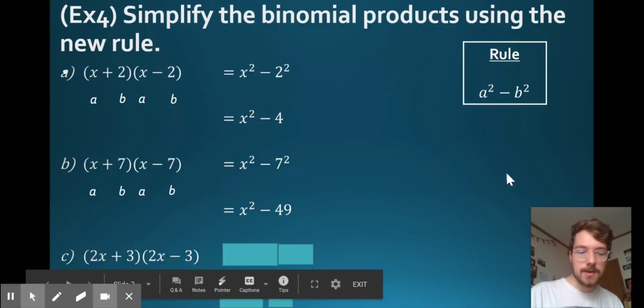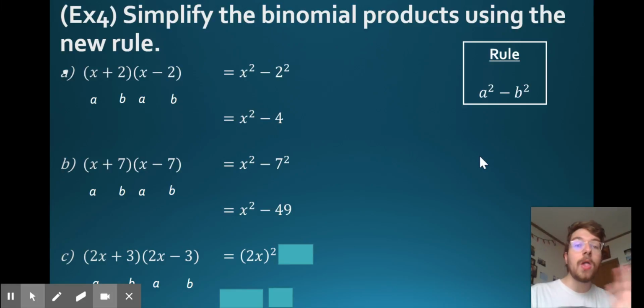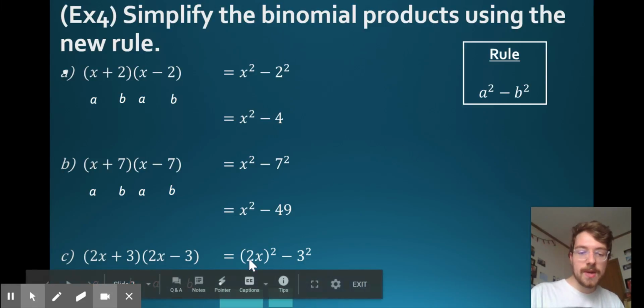So again, if that ever goes away, my 2x is going to be my a term, and my 3 is going to be my b term, but the same rules still apply. So first off, I've got to square my a term, so we're going to square all of 2x. And then on the other side, we're going to have minus 3 squared. So if I'm trying to square 2x, I have to square both things.